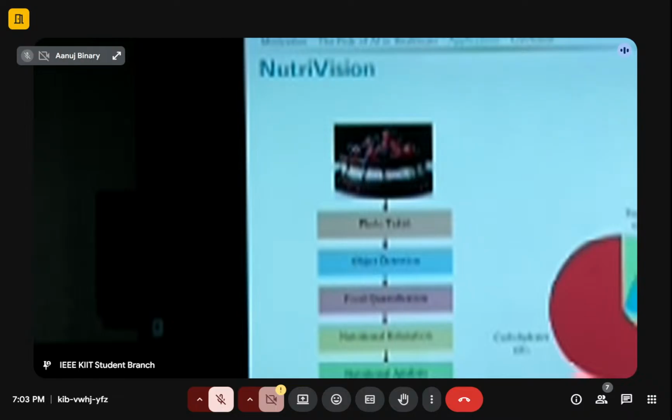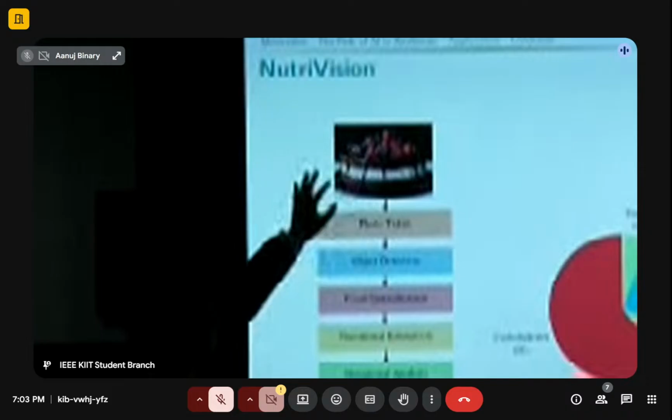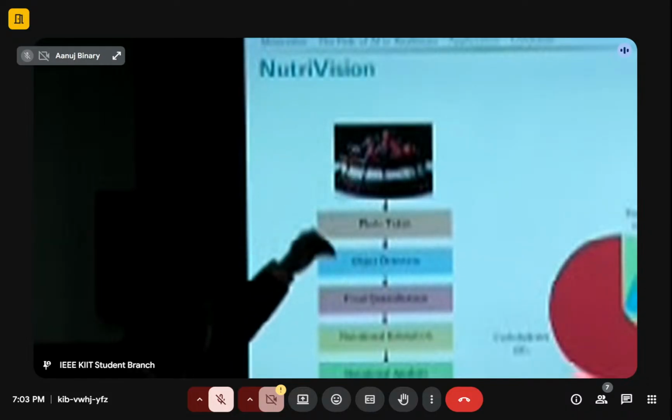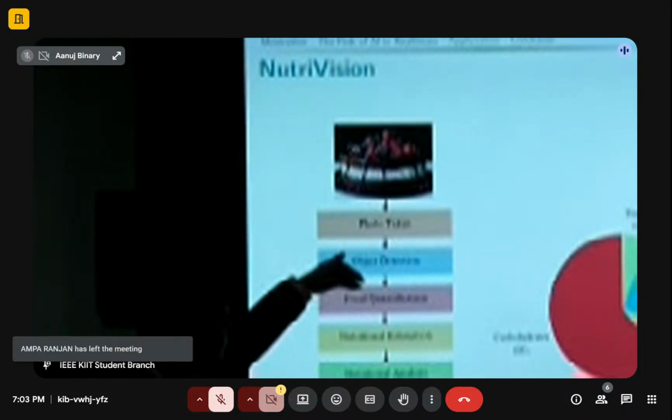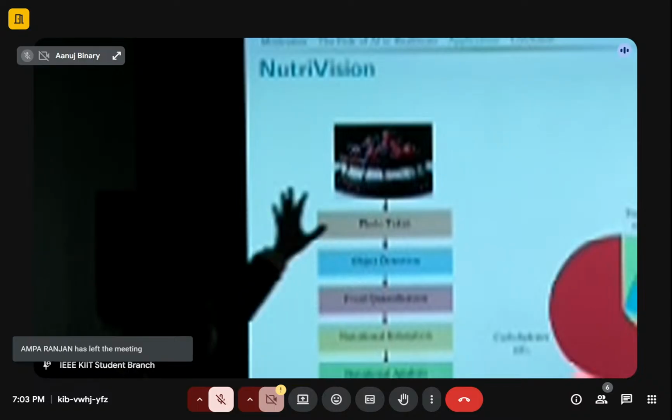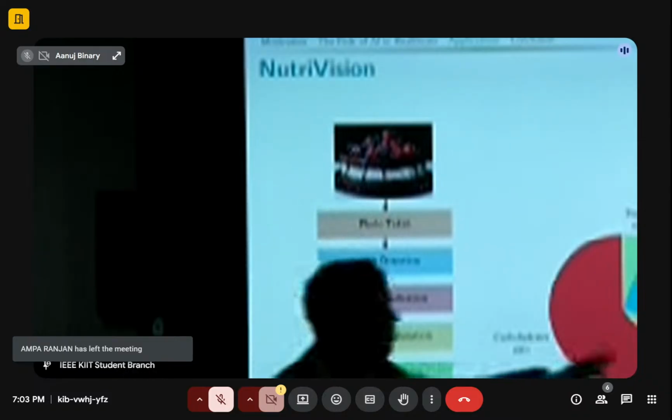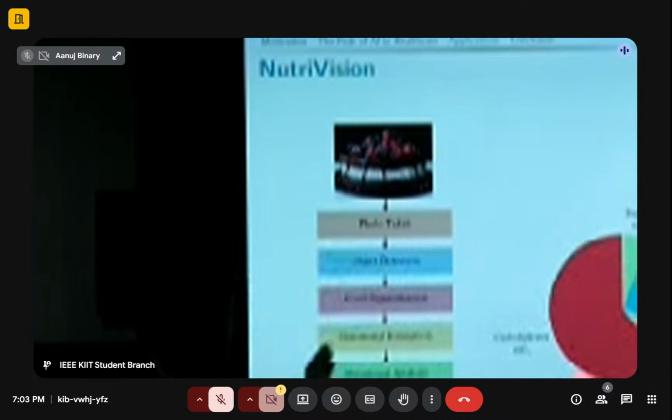So 1.0, let me tell you what we have done. When we take a photo, we find out what the object is, and food quantification means what the different components are: the carbohydrates, fats, proteins and sugar. Then nutritional estimation, where we find out what nutrition it has, and nutritional analysis.